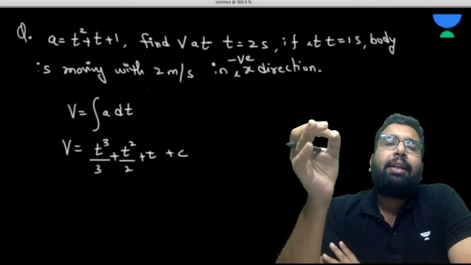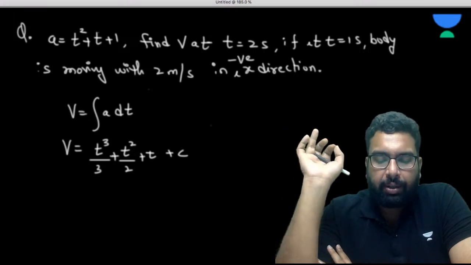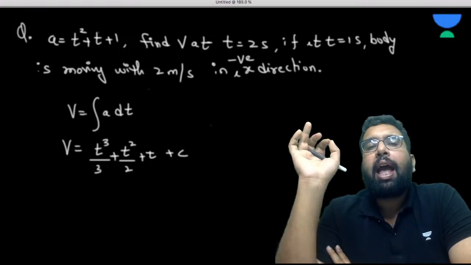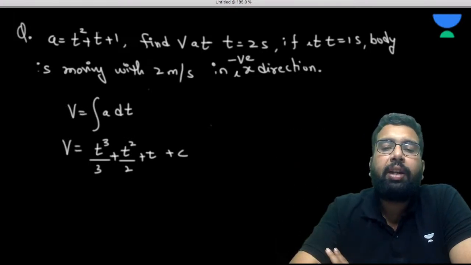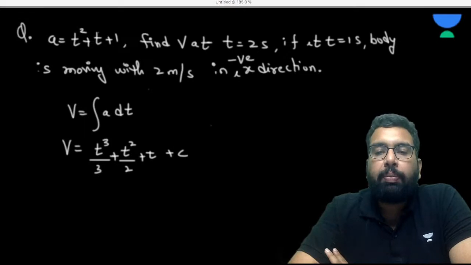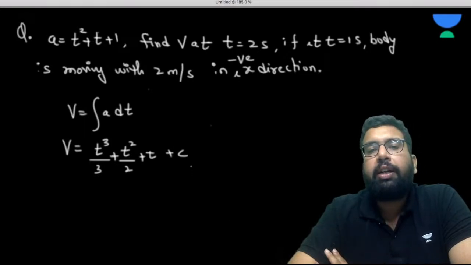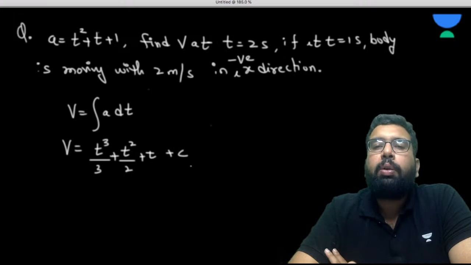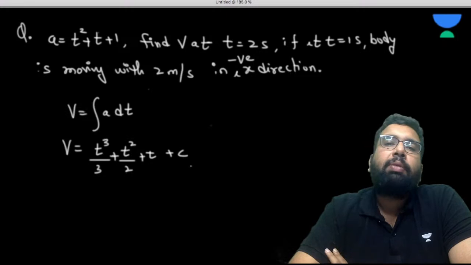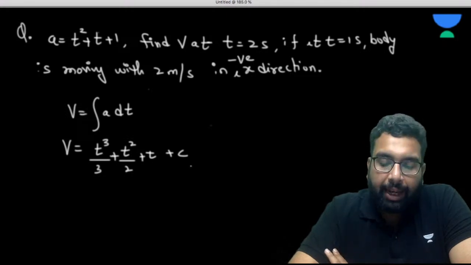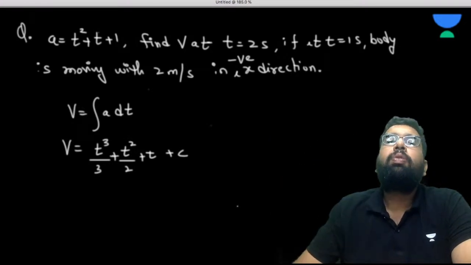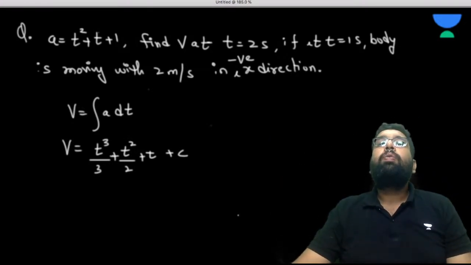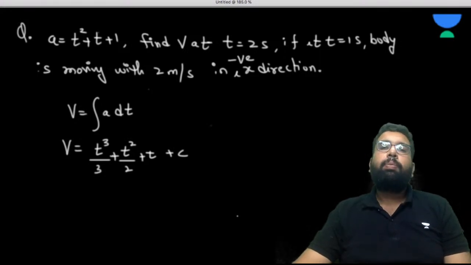The a given is t square plus t plus 1. Now we can integrate it to get the function of velocity. When we are integrating without the limits, we have a constant of integration c. What I was trying to explain is how to use the data given in the question. Sometimes we have to put the limit, or like in this case when you have c, you need to find the value of c, and the c is found by seeing the information given in the question.